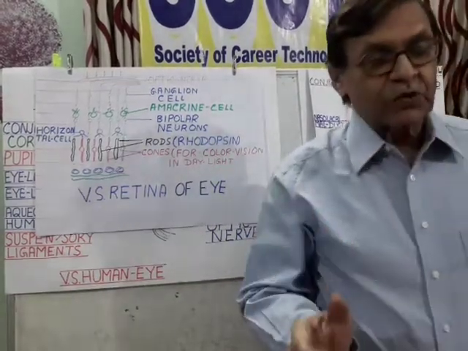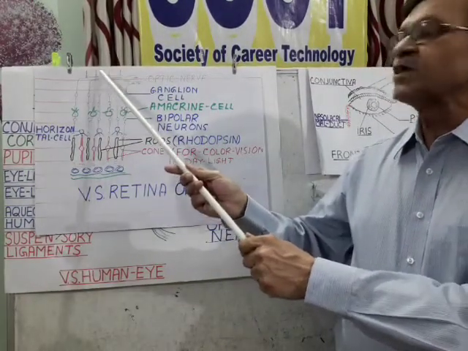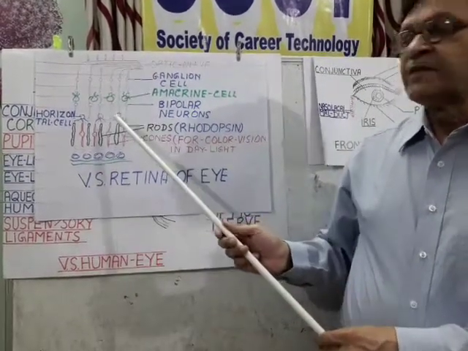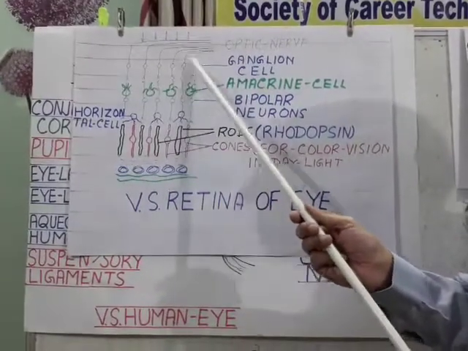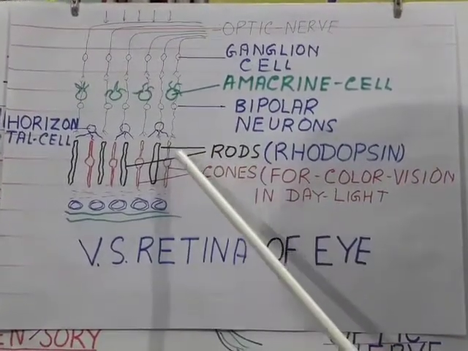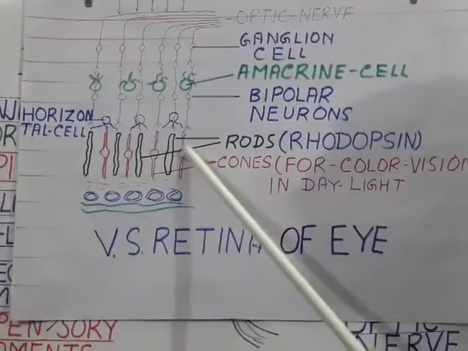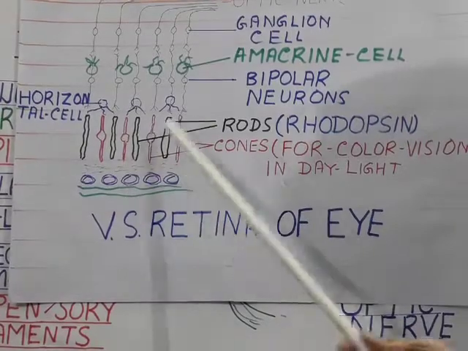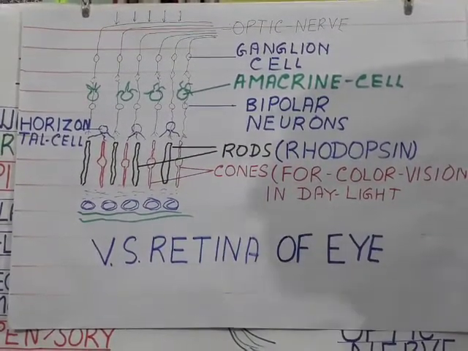It is interesting to note that here the optic nerve light comes in contact with this optic nerve for the first time, and then it travels to some ganglion cells, then some amacrine cells, some bipolar neurons, and the sensory cells, the rods and cones. The rods are rod-like in structure. The cone cells are conical in structure.